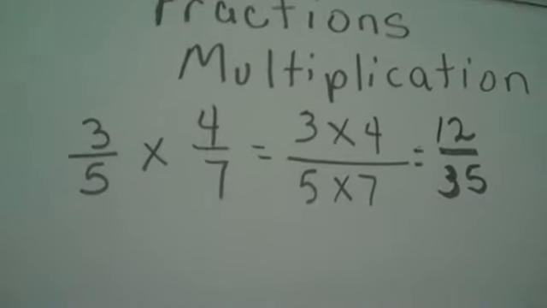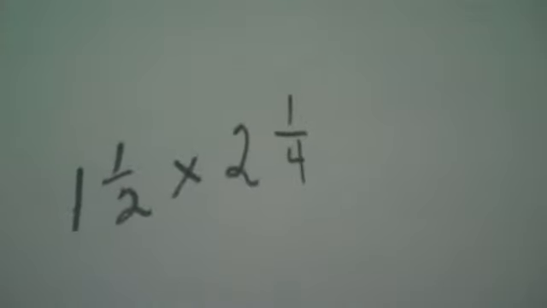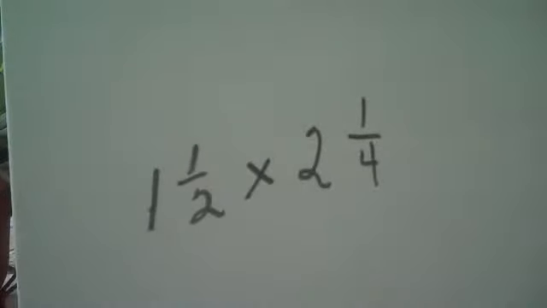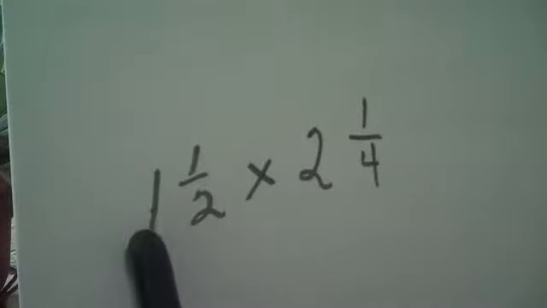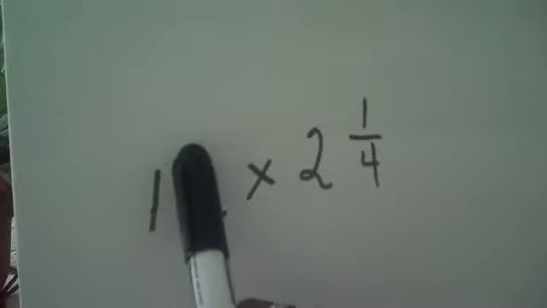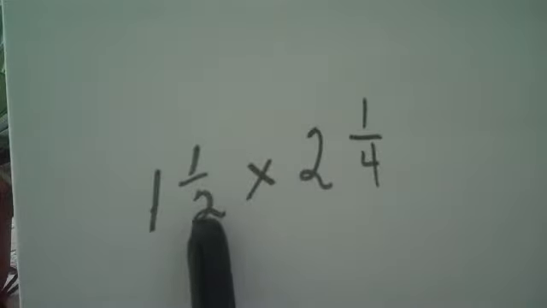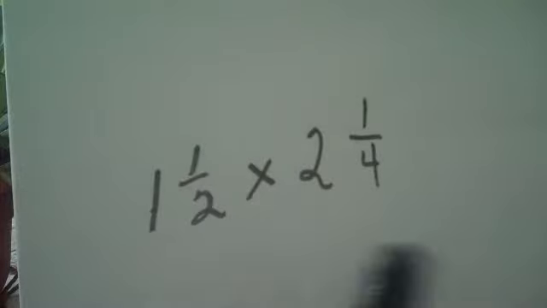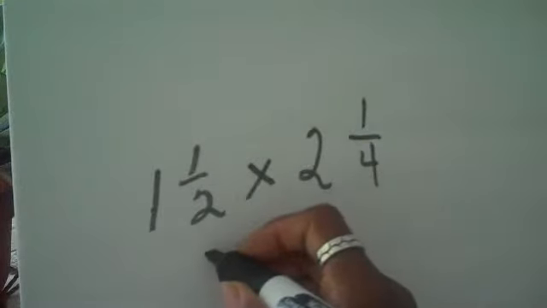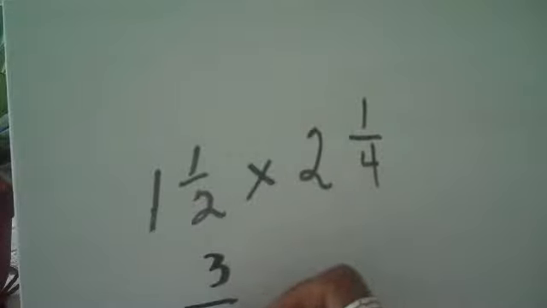Now, let's take a look at our second example, which is 1 1/2 times 2 1/4. For this problem, we have to change the mixed numbers to improper fractions. And we do that by multiplying the denominator times the whole number and adding the numerator to it. So 2 times 1 is 2, plus 1 is 3. So 1 1/2 is equal to 3/2.